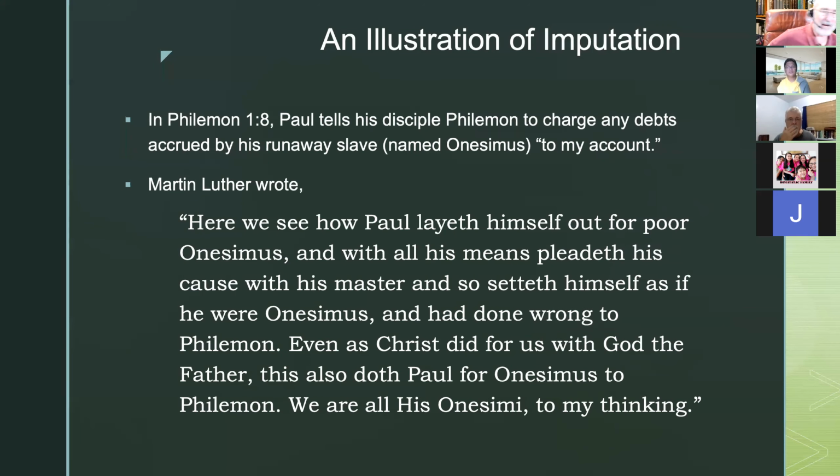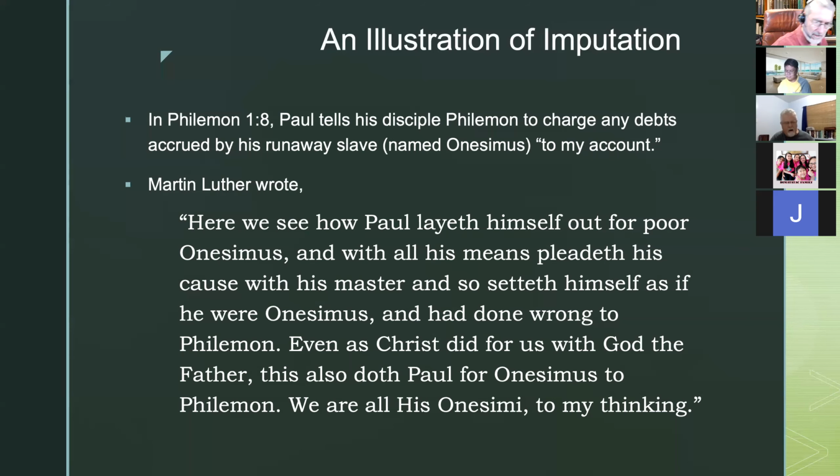Martin Luther wrote it this way, and this is an old translation into King James English. Here we see how Paul layeth himself out for poor Onesimus, and with all his means pleadeth his cause with his master, and so setteth himself as if he were Onesimus and had done wrong to Philemon, even as Christ did for us with God the Father. This also doth Paul for Onesimus to Philemon. We are all his Onesimi, to my thinking. So Paul says, we are all Onesimus. We are all runaway slaves for whom another has paid the price, Paul's own account. So imputation is simply a crediting to an account of something which is already true.